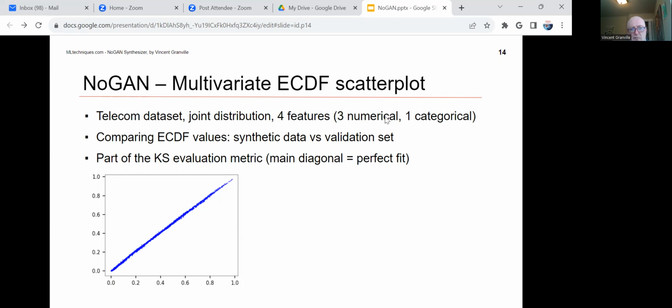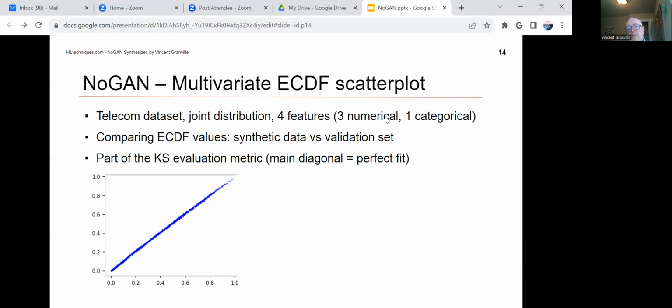And the evaluation metric, the KS multivariate distance, is actually a single number between 0 and 1. Let's make it easy to interpret: 0 being a perfect fit, 1 being the worst possible case. So everything is summarized in just one metric, but you can also create a scatter plot like this one, regardless of the number of dimensions, whether they're categorical or not, because it's based on the ECDF.